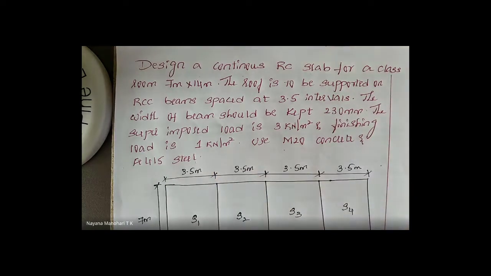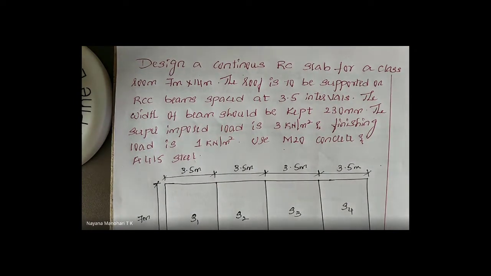Okay, this is a given problem related to what? One-way continuous slab. Slight modifications are there, that's all, while calculating the bending moment as well as the shear force. Rest all the steps are the same as that of one-way slab as well as cantilever slab. Okay. See, go through that problem.